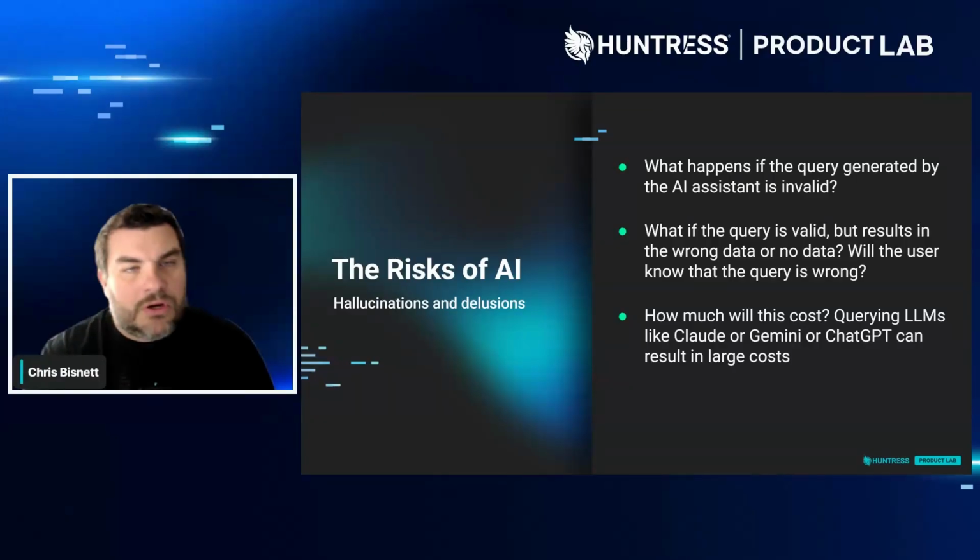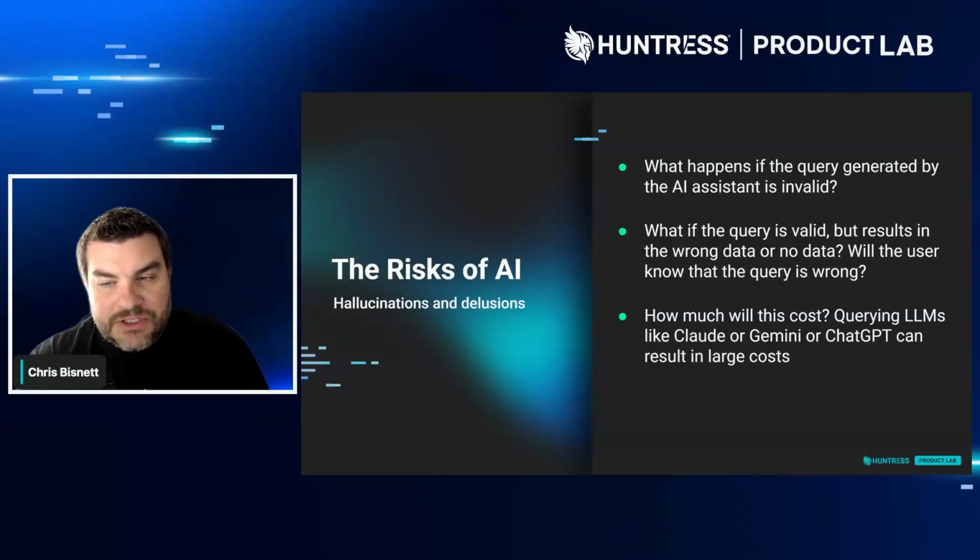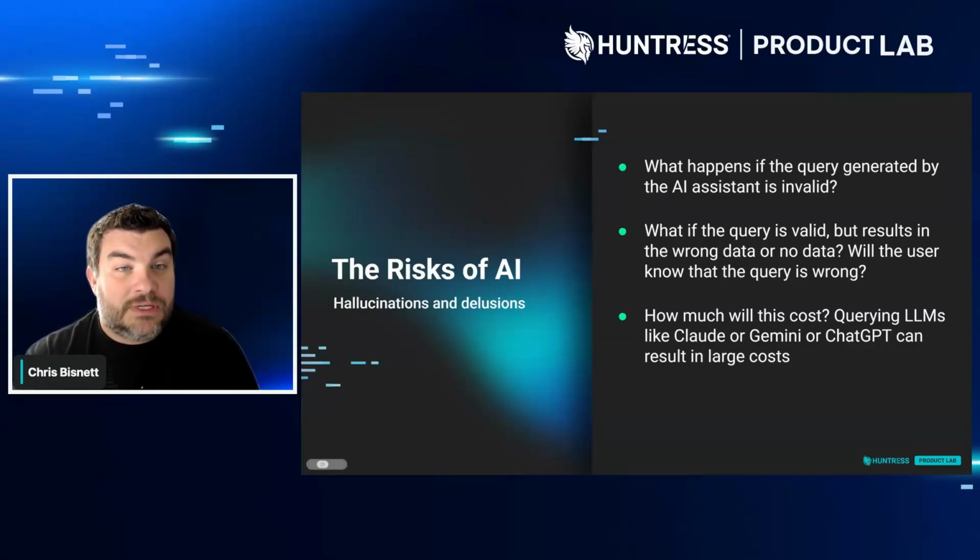All of these things are things that we are going to have to consider and think through. Can we fix this? Are there ways around this? Can we at least identify when this has happened? And then the last one is, how much is this going to cost?